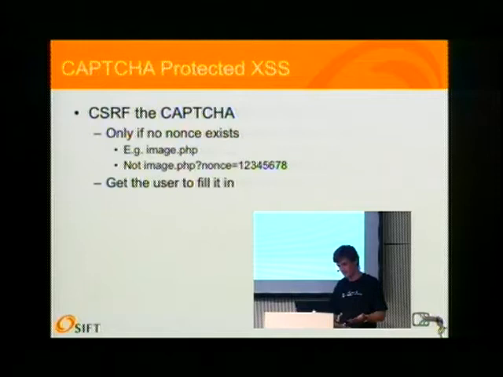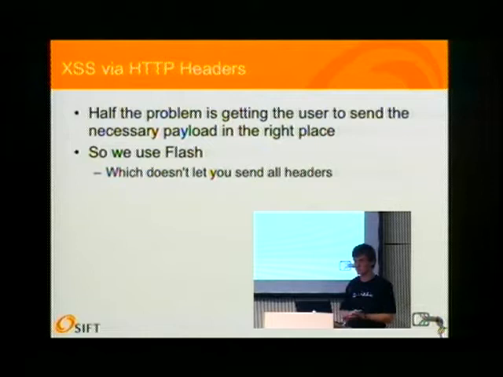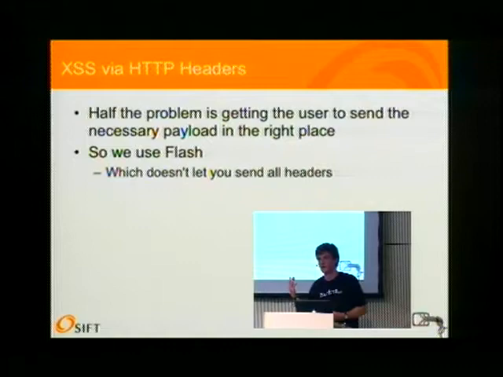All right. When we have an XSS issue, half the problem is finding the actual vulnerability itself. But the other half, which this talk's mainly focused on, is actually getting the user to send the data to have the XSS execute in the user's context, rather than just XSSing ourselves. So, how do we do this? We use Flash. Sadly, Flash doesn't let you send all the headers you'd want. It blocks things like referrer headers, user agent headers, obviously the host header, things like that.